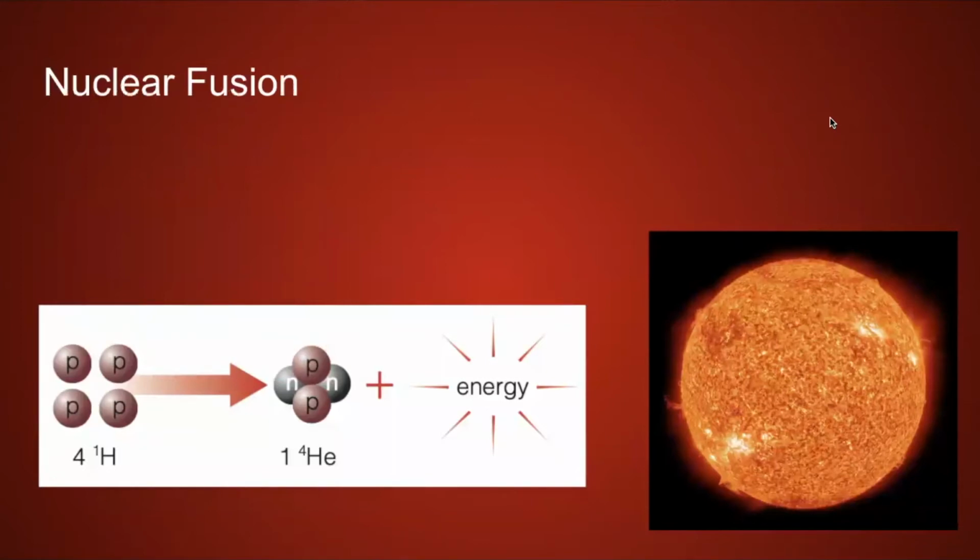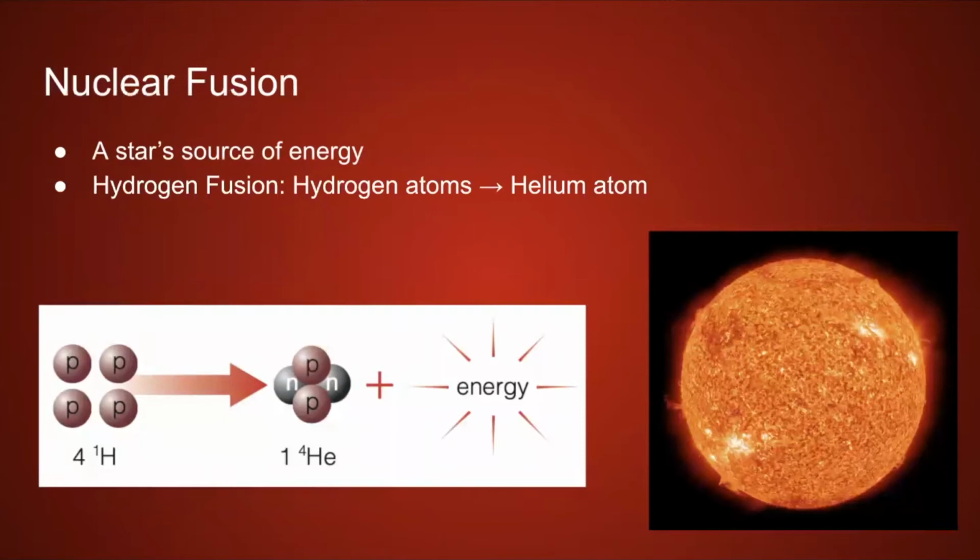Now, what exactly is nuclear fusion or hydrogen fusion? Nuclear fusion is a star's source of energy. At this stage in a star's life, what's going on is that hydrogen atoms are fusing together to form helium. One way to think about it is that helium is like the ash left over from burning the hydrogen.